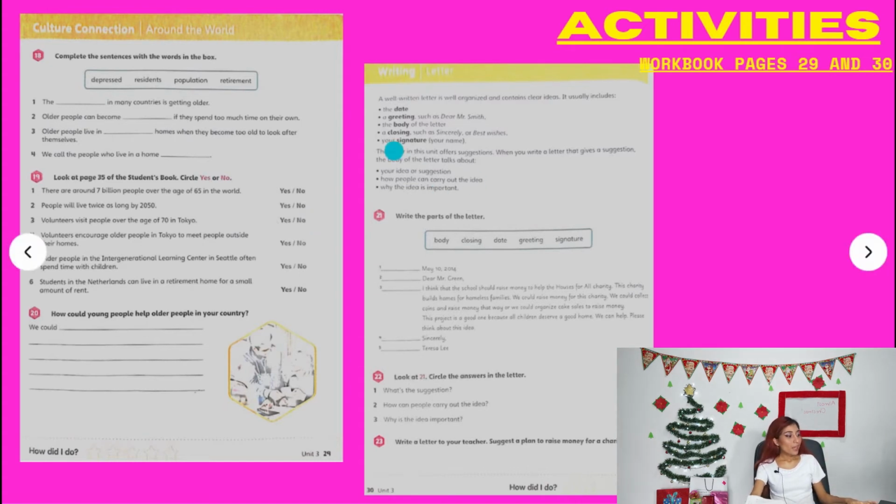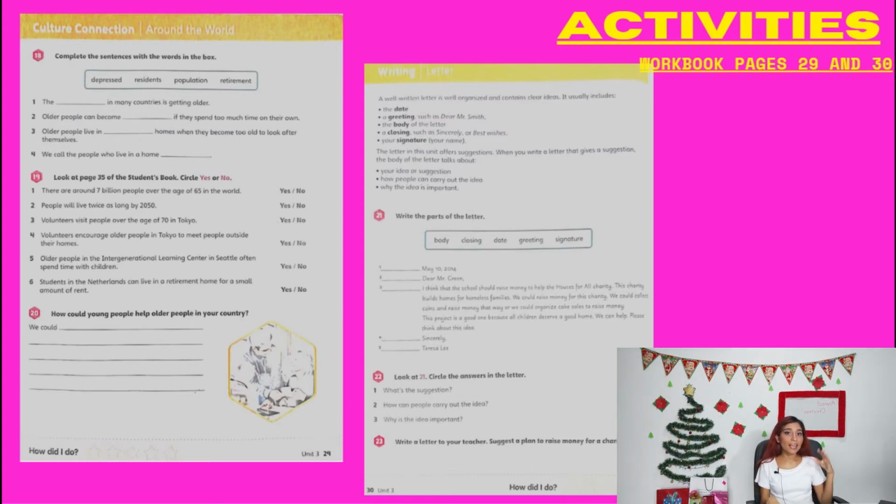Your signature is your name. Exactamente, tu firma, puede ser tu nombre igual. The letter in this unit offers suggestion. When you write a letter that gives a suggestion, the body of the letter talks about... So it means that in this unit we are talking about giving ideas about fundraising money and doing this kind of activities to help others, like the name of the unit says.